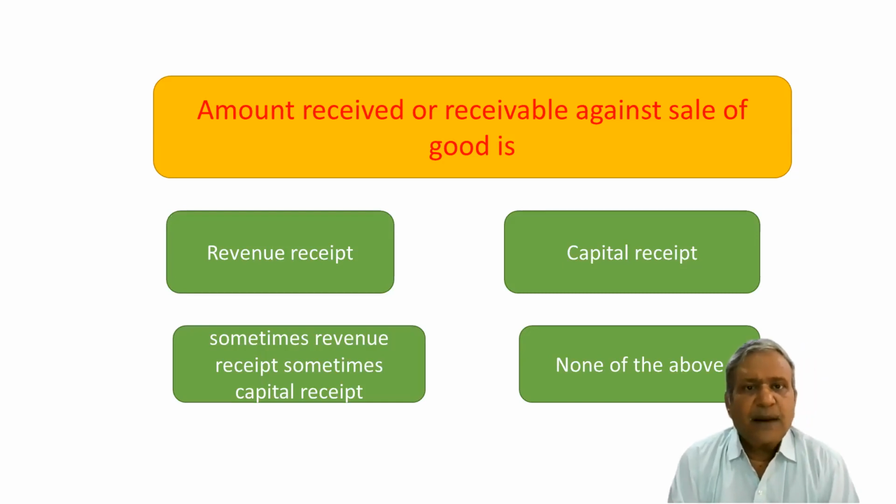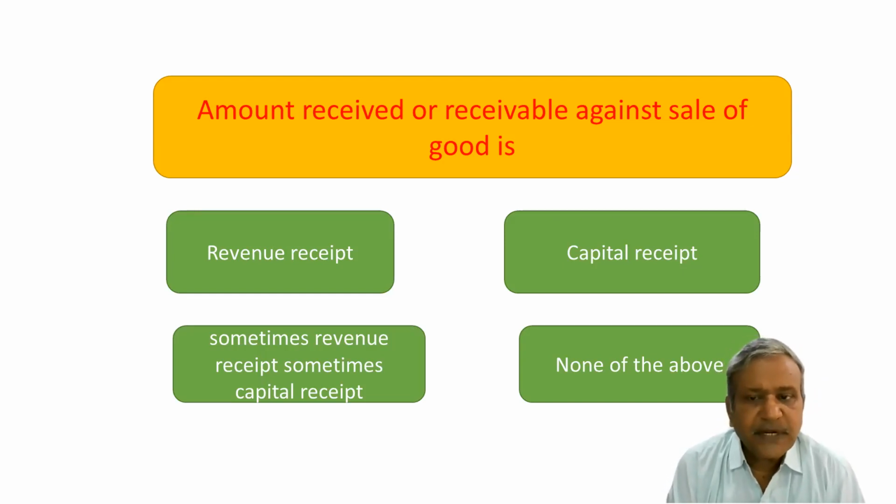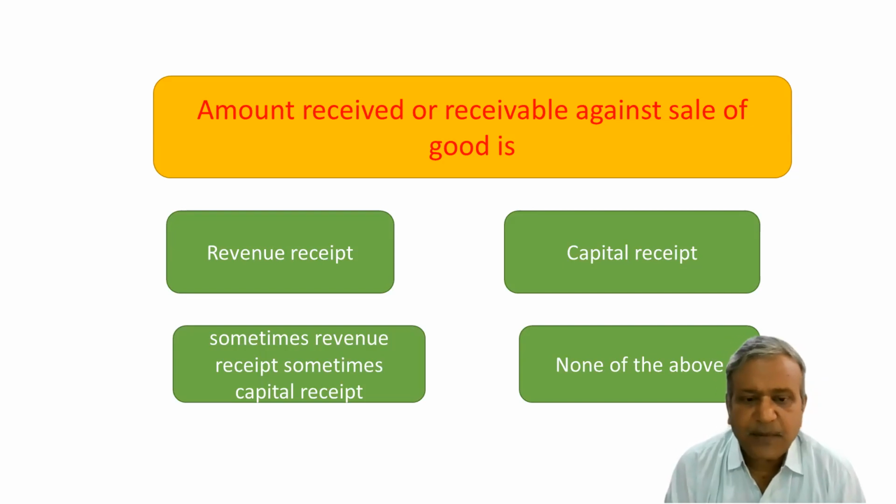First one: amount received or receivable against sale of goods is which one? Revenue receipt, capital receipt, sometimes revenue receipt or a capital receipt, or none of the above. You can put it in the chat box, please.